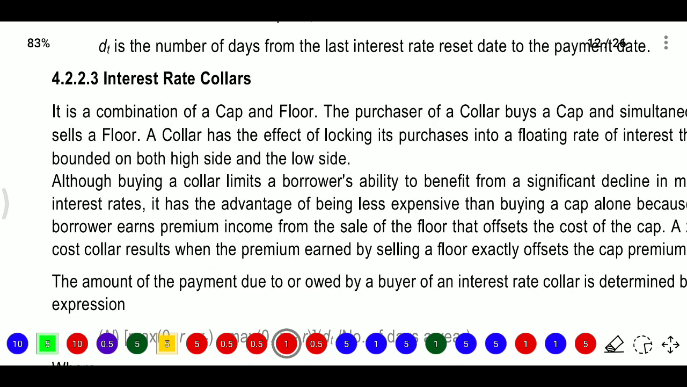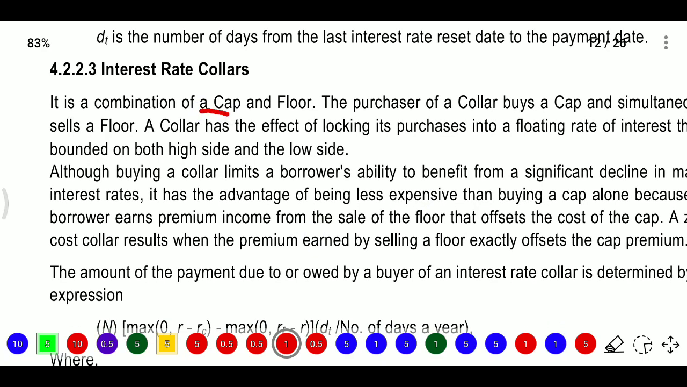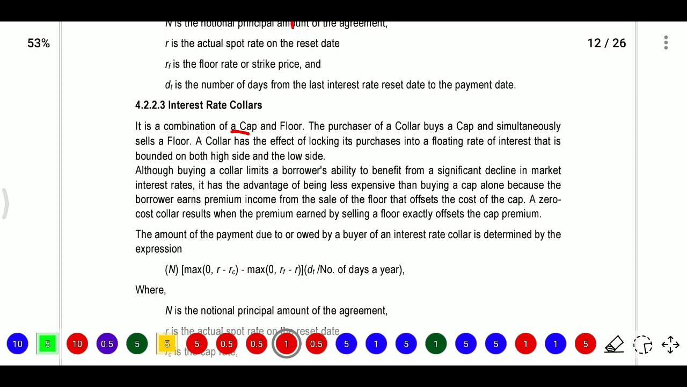And next, interest rate collars. So what is an interest rate collar? An interest rate collar is a combination of cap and floor. The purchaser of a collar buys a cap and simultaneously sells a floor. So whoever purchases will buy the cap and sell the floor. A collar has the effect of locking its purchaser into a floating rate interest that is bounded on both the high side and the low side.